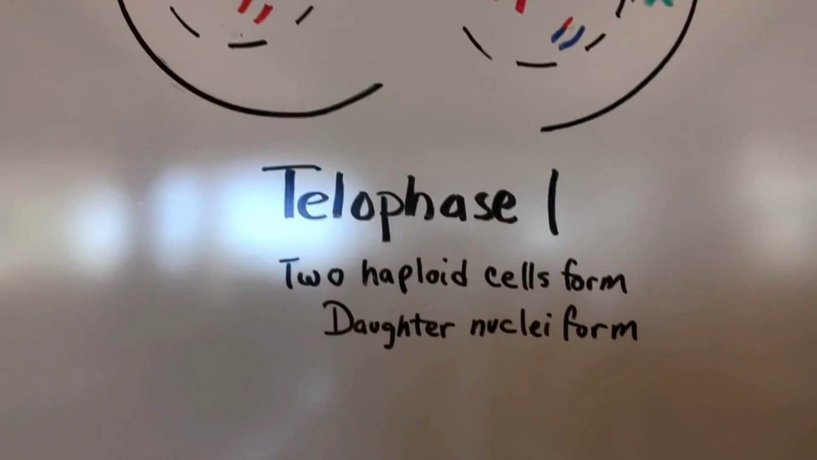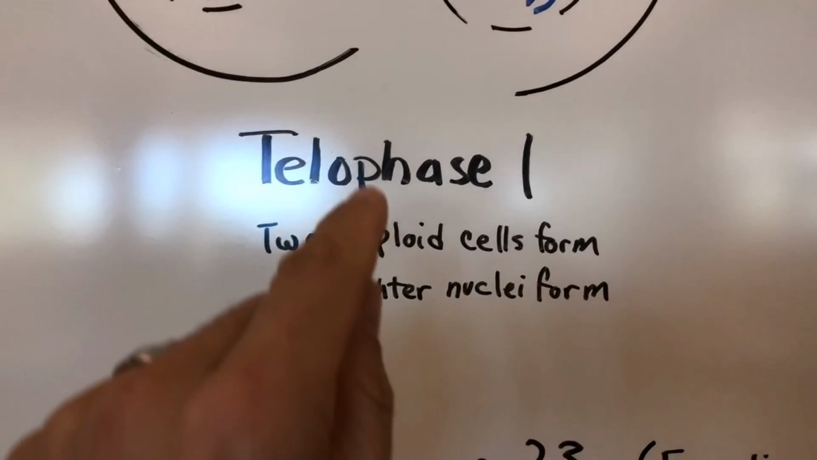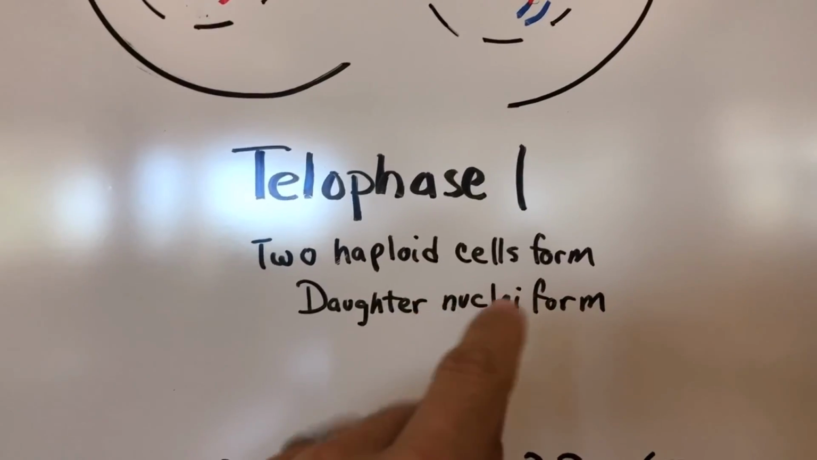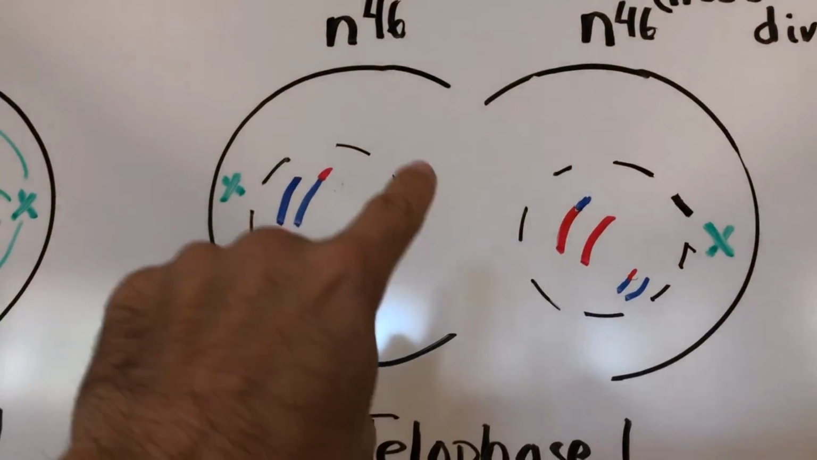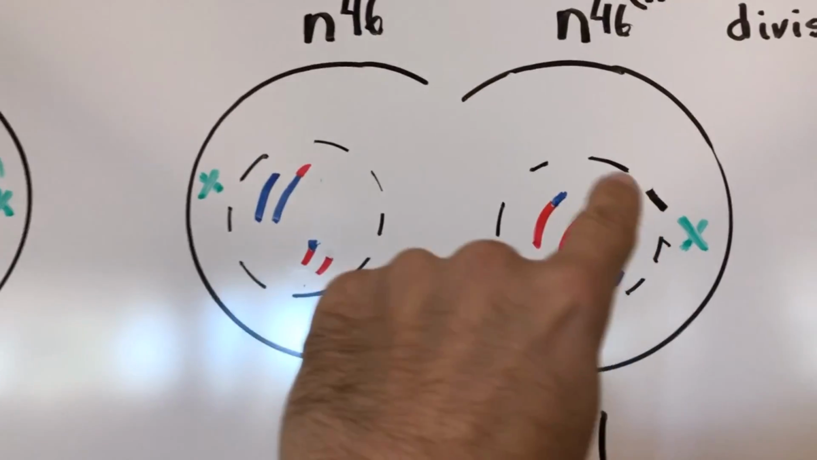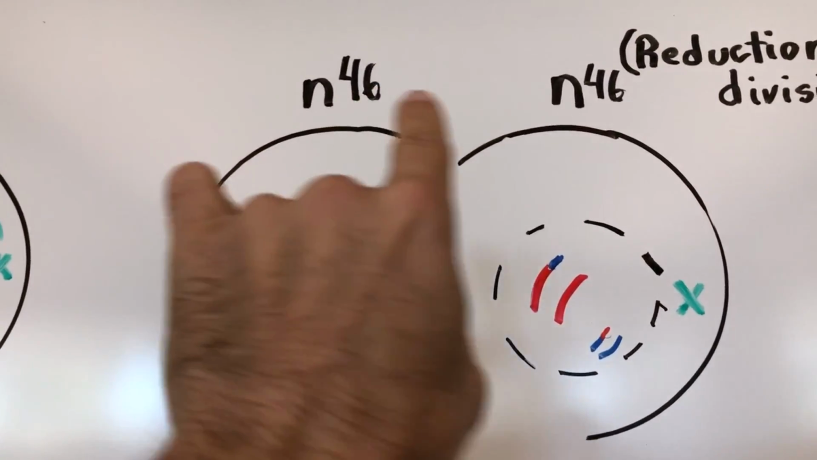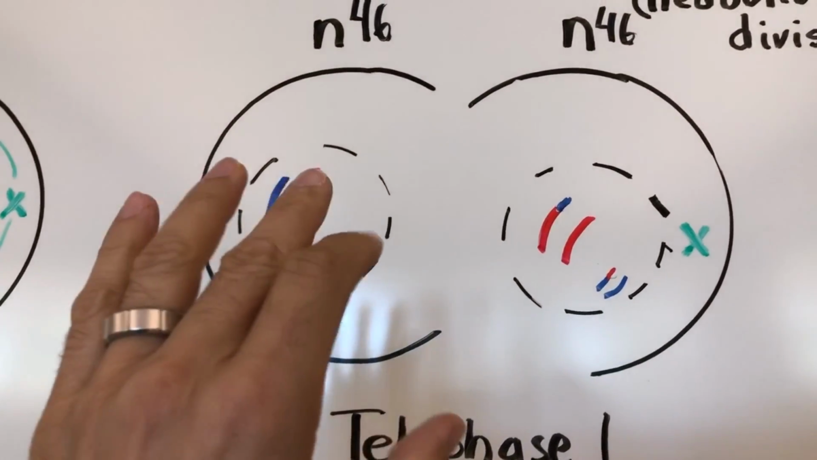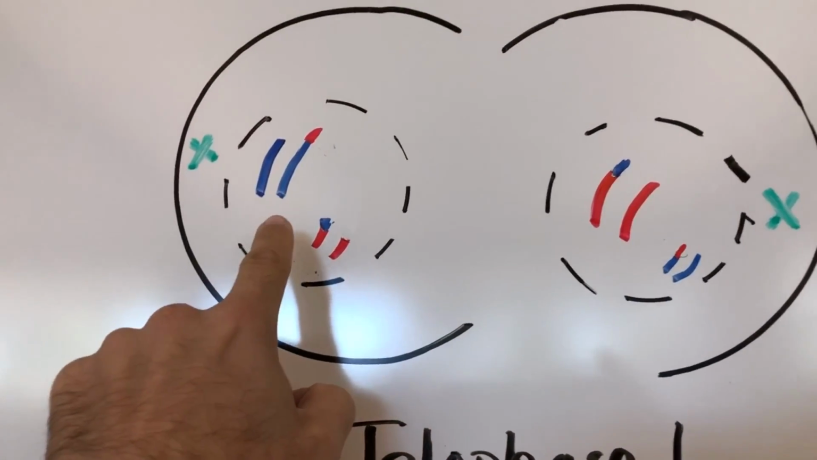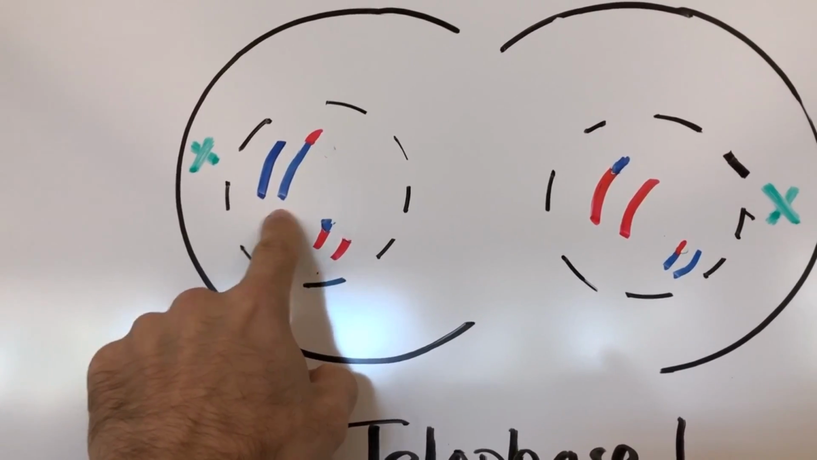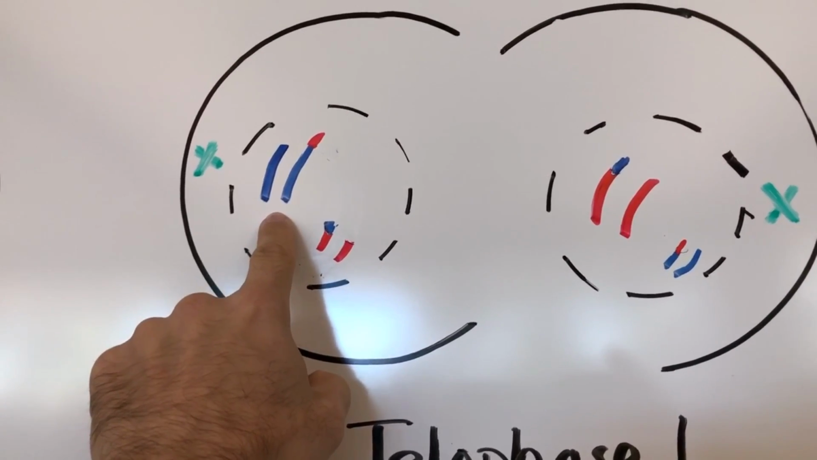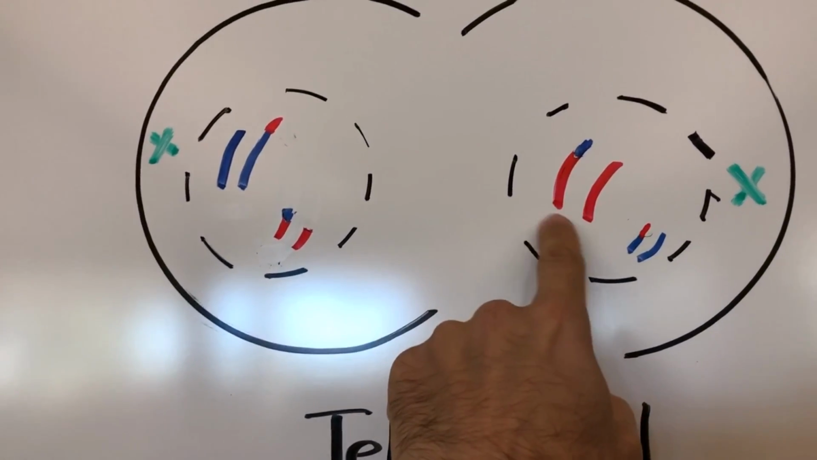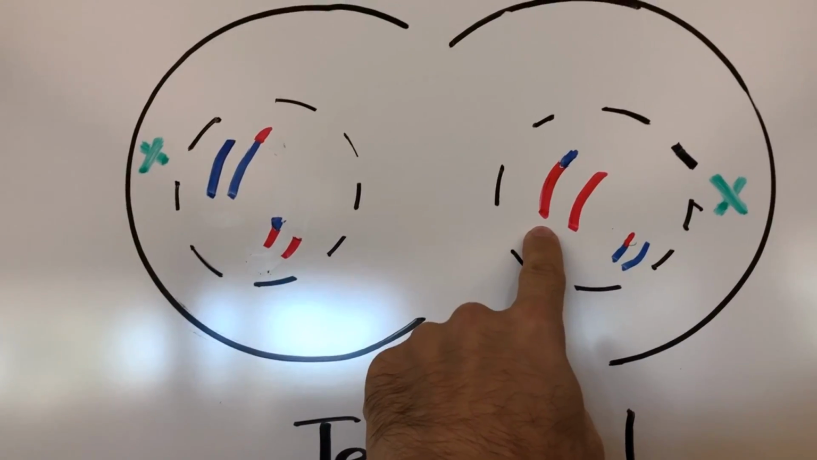So in Telophase I, you form 2 cells, and those 2 are considered haploid. Let me get to this in a second. First of all, notice that daughter nuclei form. Each cell now has 46 chromosomes. But realize this. Look, in this cell, you have 2 dad's chromosome 1s and no mom's chromosome 1s. In the other cell, you have 2 mom's chromosome 1s and no dad's chromosome 1.